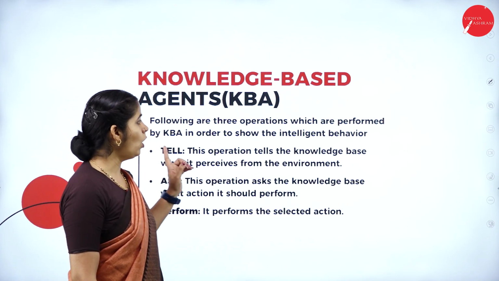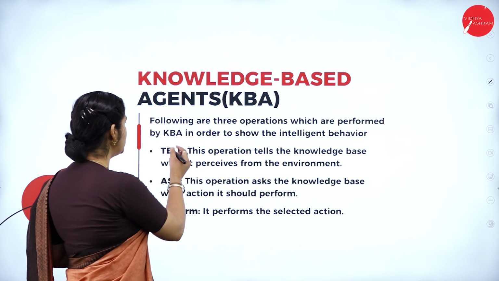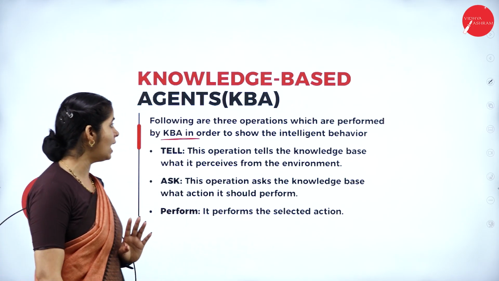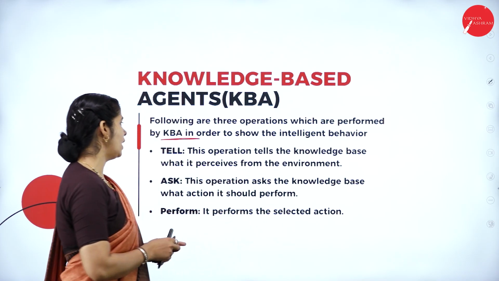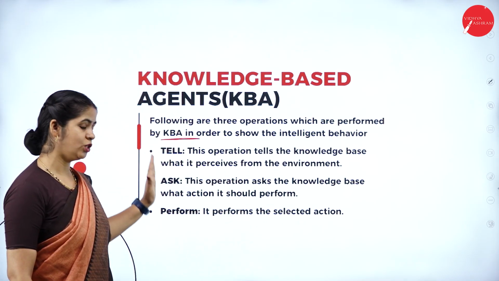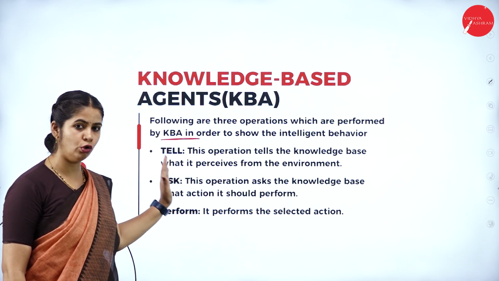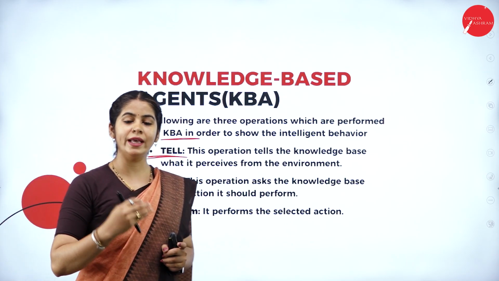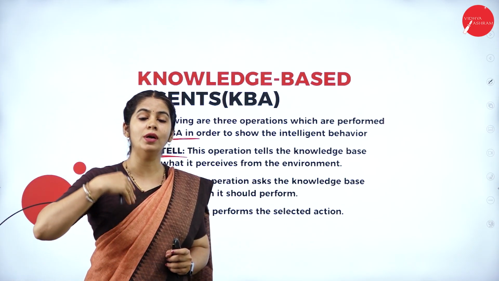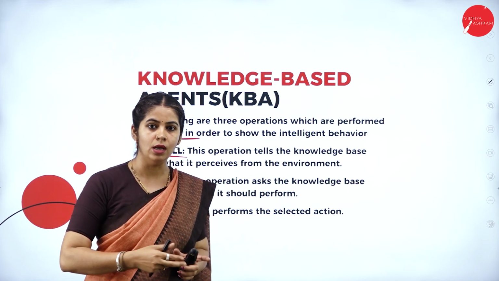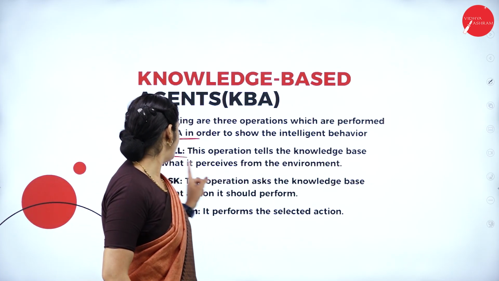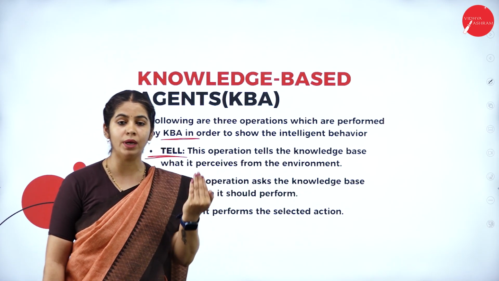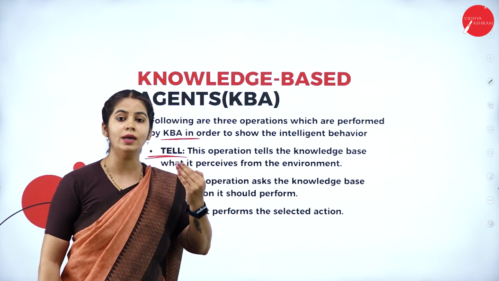The following are the 3 operations performed by the knowledge base agent in order to show intelligent behavior. What exactly can the knowledge base agent do? First, he should tell. What should it tell? What is going on in and around the agent. He should perceive it, that is, tell the knowledge base what it perceives from the environment. What exactly the agent is perceiving from the environment, he should tell that.